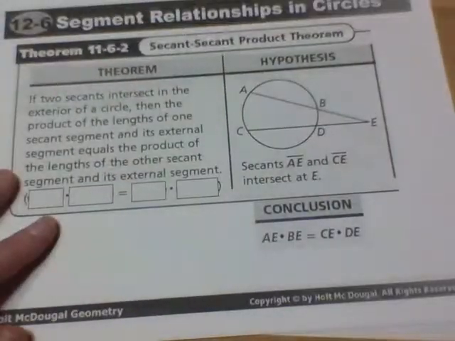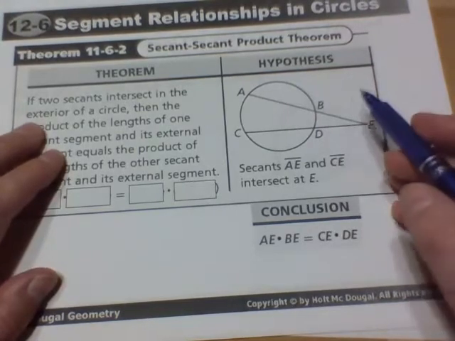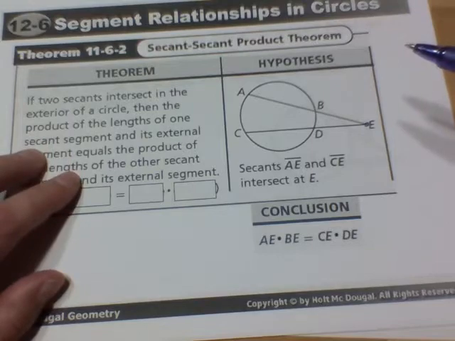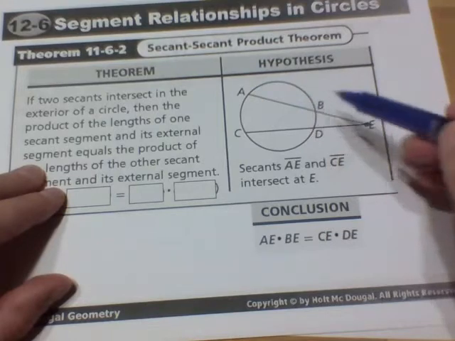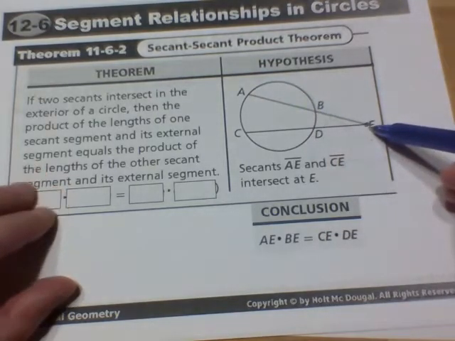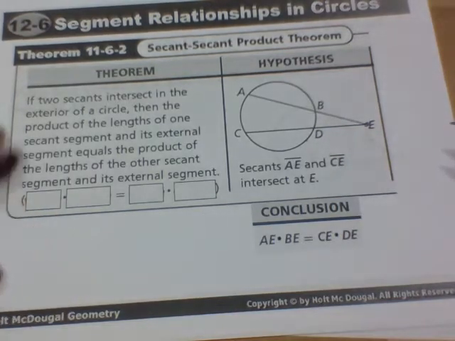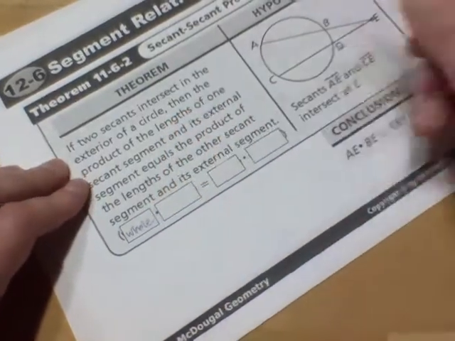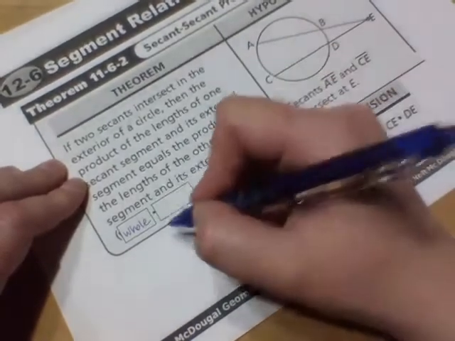Alrighty. So moving on, we have our theorem that talks about these secant segments. If two secants intersect in the exterior of a circle, so that's here at point E, then the product of the lengths of the secant segment and its external segment, so AB and BE, equals the product of the lengths of the other secant segment and its external segment. So that means that we are going to take the whole segment AE and multiply it by the outside part.